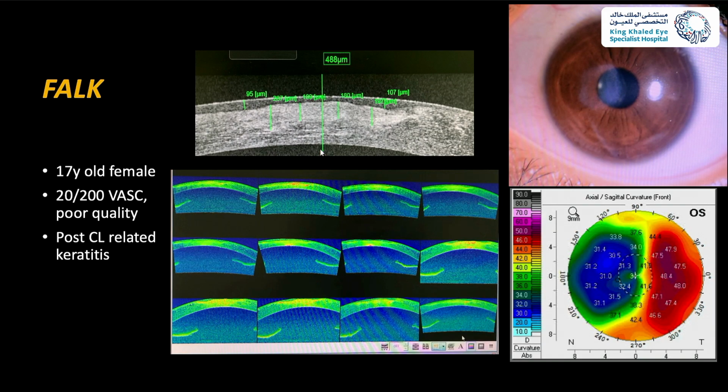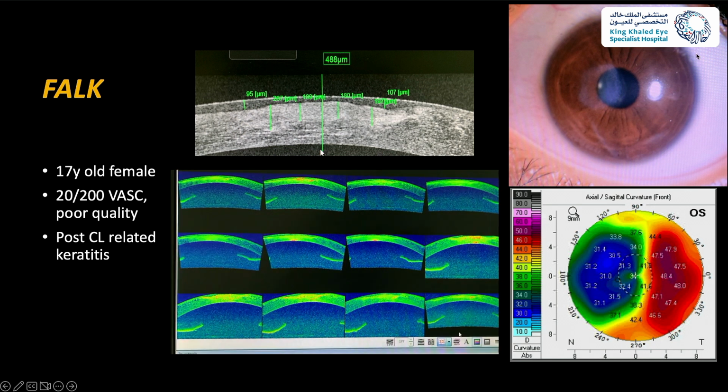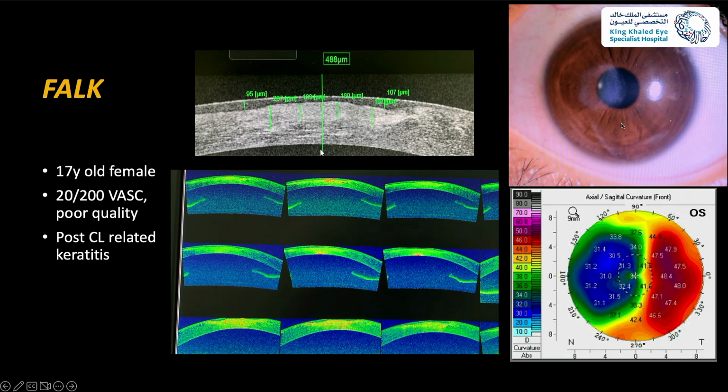Then what about, can we do better? Can we improve the outcome? So this is a patient of mine who presents, she's 17 years old, female, presented with a vision of 20/200, poor quality. It's post contact lens related keratitis, and you can see clearly that she has a scar almost bridging the pupil or the visual axis.